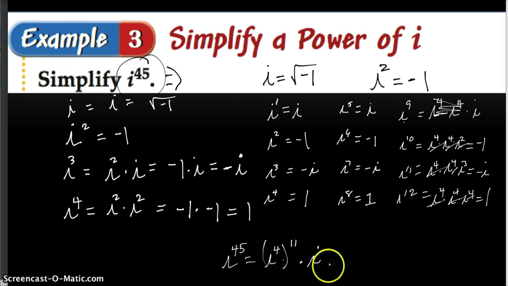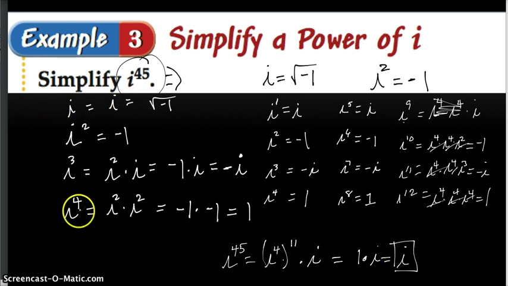Think about that for a second. And now, if this is i to the 4th, that's just 1 to the 11th power, which is just 1 times i, which is i. So i to the 45th power is i.